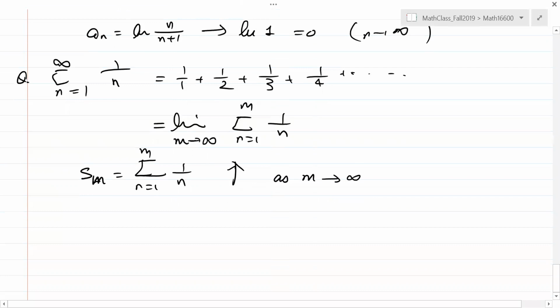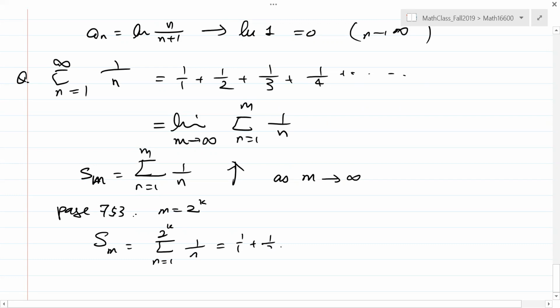Well, in the book there's a proof. Okay, page 753. It says that if you look at the special one, when m equals 2 to the power k, right? So that's going to be 2 to the power k when n equals 1. So you can show that. Let me write down all the terms here. You can show that it's greater than 1 plus k over 2. Right? So that we cannot find the upper bound. We at least get a lower bound.